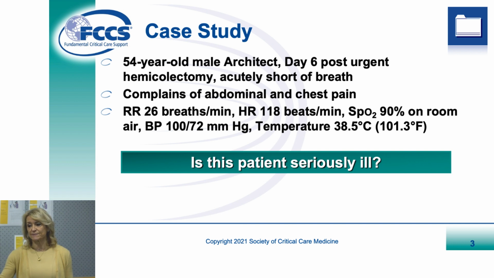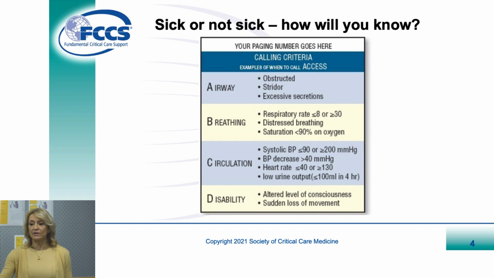The second question would be, what lab and x-ray investigations would be appropriate to order for this patient? Many of you work in hospitals and clinics where there is a critical care outreach team. This is an example of a poster on a ward that tells the healthcare staff when they need to call for help. It's based on the ABCD, which is airway, breathing, circulation, and disability, and it gives nursing staff and other healthcare workers guidance as to when they need to call for help.